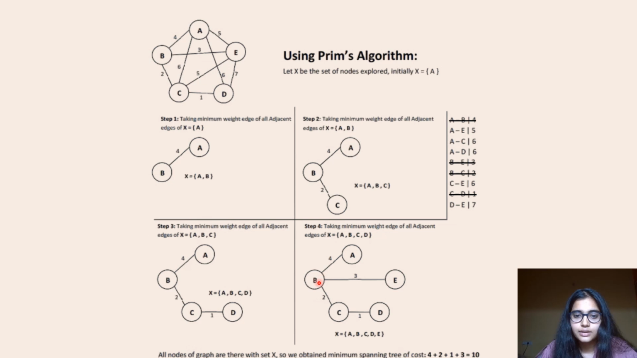Here I'll consider A as the source node and then B as a second node, and then I'll visit C and D, and then I'll come back. As it is an undirected graph, I can go back. So I'll go to B and then I will check the minimum cost and I'll connect it to E. And now this is how we'll find the minimum weight for all the adjacent matrices. Now when I add up all the weights, the value will be 10.